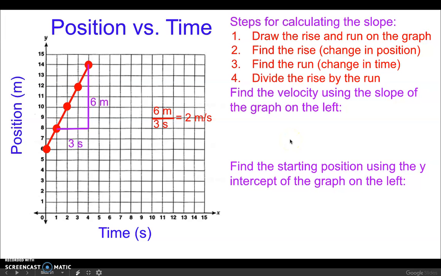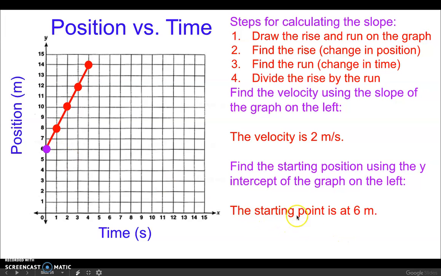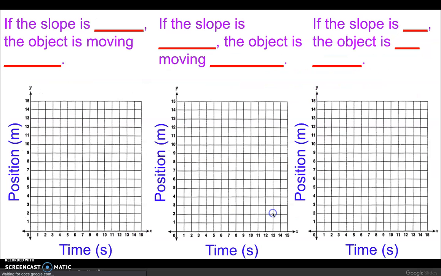And so then the velocity is 2 meters per second. Last up, we're going to find the starting position using the y-intercept of the graph on the left. Here's the starting position right here. It's at 6. And so we'll say the starting position is at 6 meters. We'll go through a few more examples coming up in a bit here.